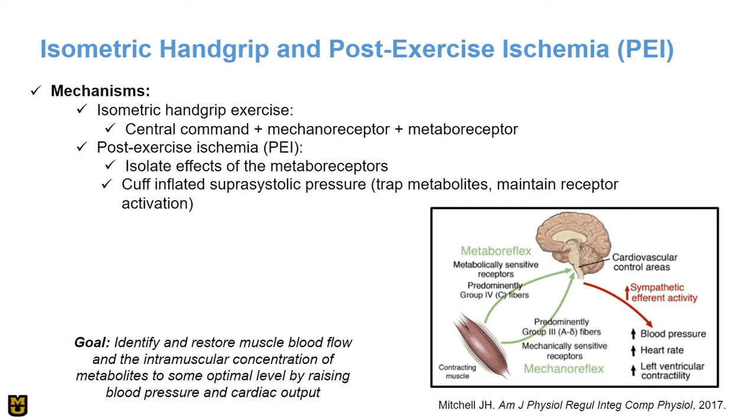So the premise of this is really the body wants to find and then restore muscle blood flow and the intramuscular concentration of the metabolites to some sort of optimal level. And it's going to achieve that by raising blood pressure and cardiac output. So if you're going to choose to do isometric hand grip exercise or post-exercise ischemia, you're likely going to use this approach because you're interested in the mechanoreflex or the metaboreflex.